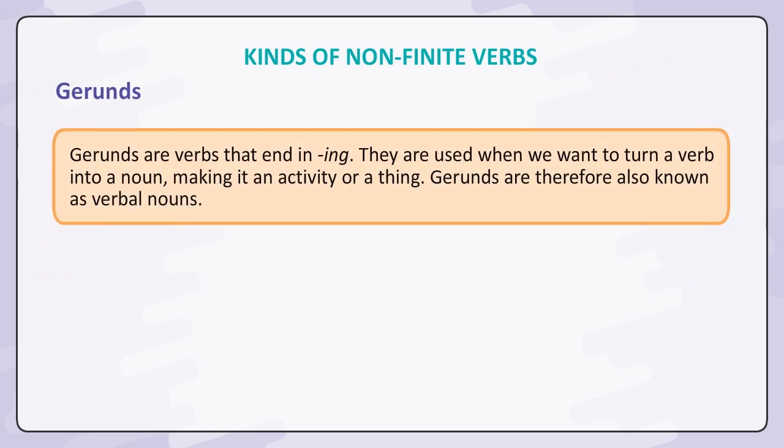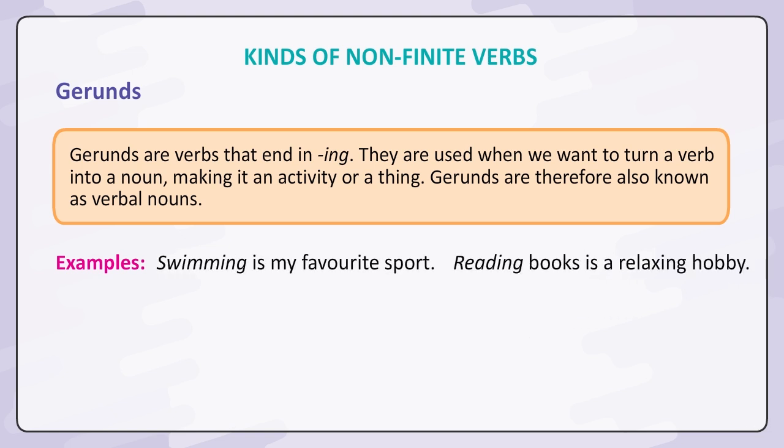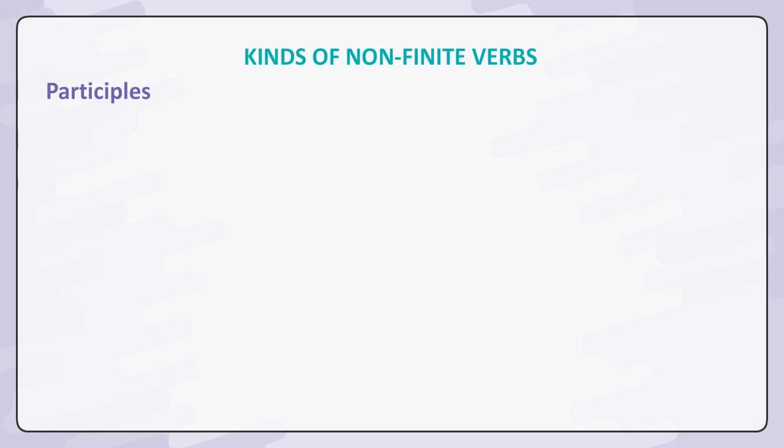Gerunds. Gerunds are verbs that end in ing. They are used when we want to turn a verb into a noun, making it an activity or a thing. Gerunds are therefore also known as verbal nouns. Examples: swimming is my favorite sport. Reading books is a relaxing hobby.